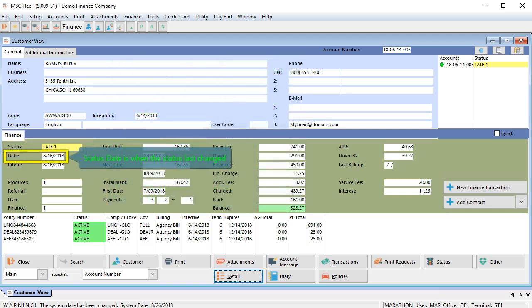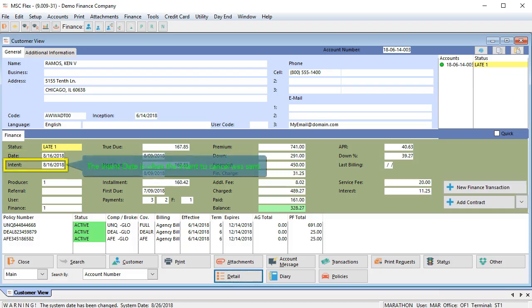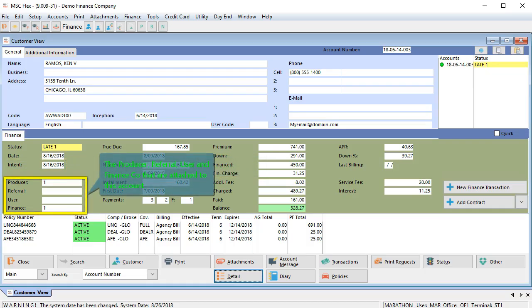Status date is when the status last changed. The intent date is when the intent to cancel was sent. The producer, referral, user, and finance company that are attached to this account are displayed here.